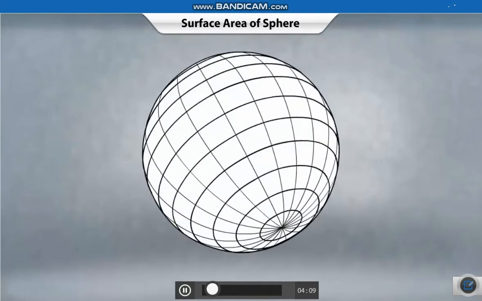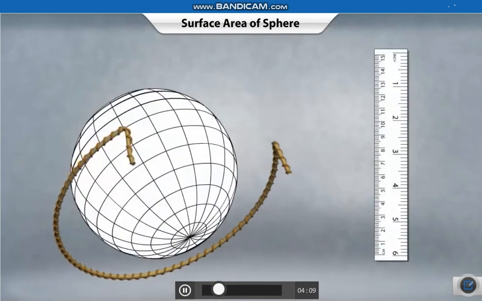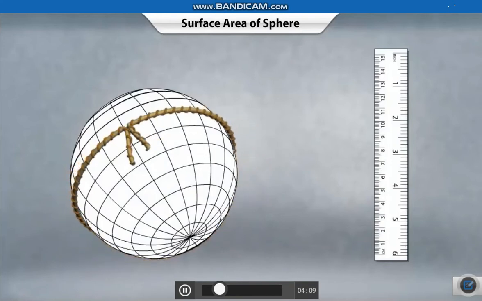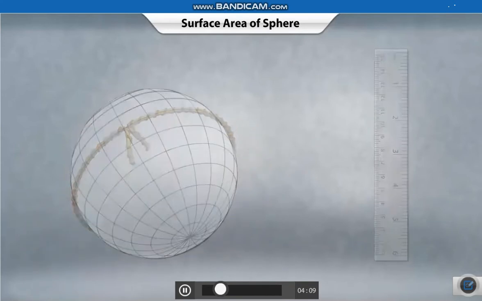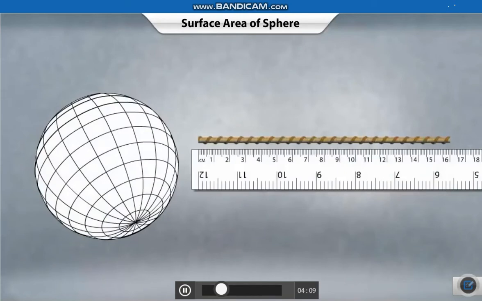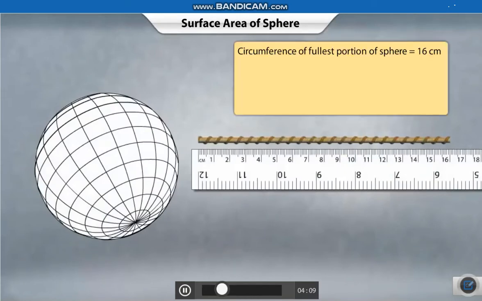To derive the formula for the surface area of a sphere, we'll need to use an indirect method. We'll first find the radius of the sphere. This can be found by measuring the circumference of the fullest portion of the sphere. So, we wind a string around the fullest portion of the sphere and then measure the length of the string. In this case, the circumference of the fullest portion of the sphere is 16 centimeters.